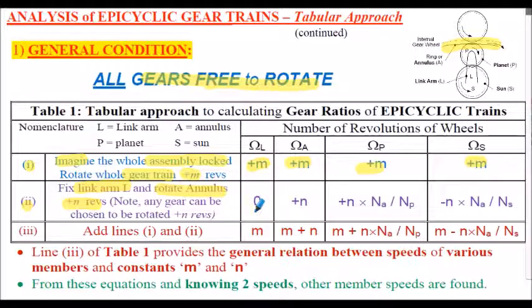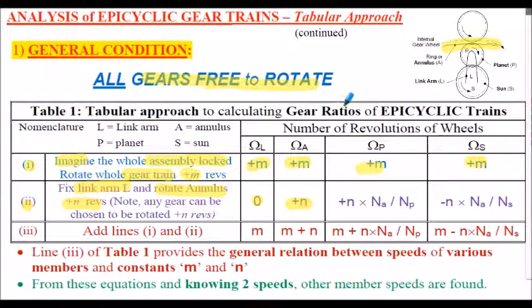So in the second stage, let's try and think this through, what's going on here. For the link arm, the link arm is fixed. So for this second line of our table, it won't rotate. Okay, it is fixed in this case because we're generating our gear ratios relative to it. So we're assuming it to be fixed. We're saying over here we're going to apply positive n revolutions to the annulus. We chose the annulus to rotate.